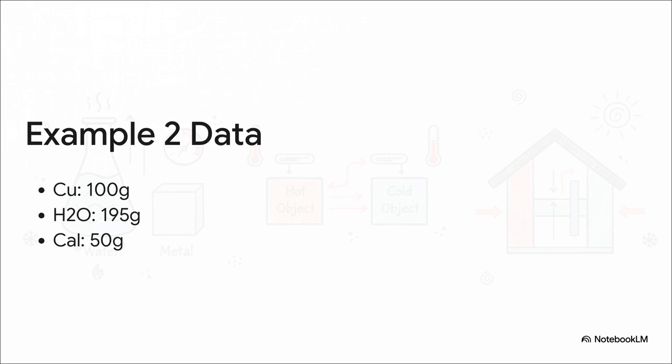Let's start with the hot object, the copper ball. Its mass is 100 grams, and its specific heat is 0.1. Next, for the cold objects that will be gaining the heat, we have water with a mass of 195 grams, and the calorimeter itself with a mass of 50 grams. Now, the initial temperature of both the water and the calorimeter is 20 degrees Celsius.